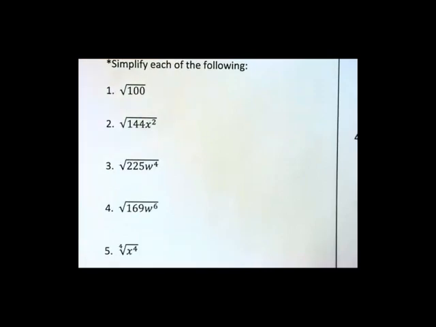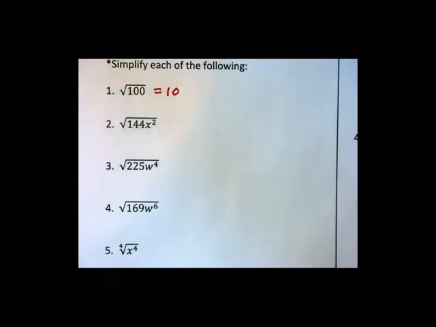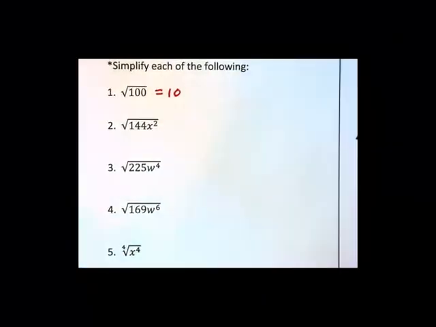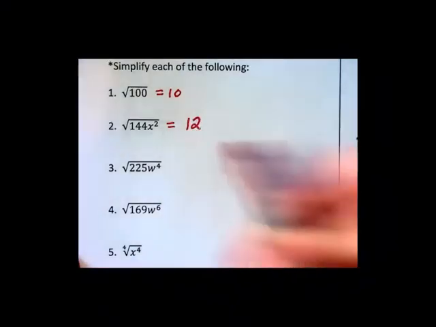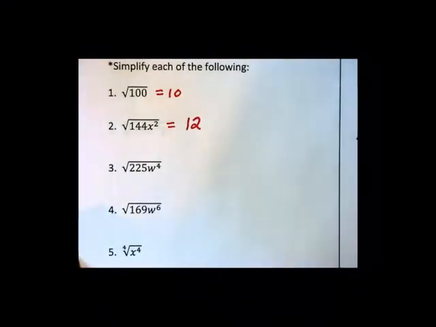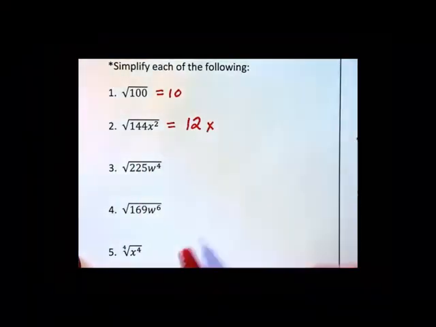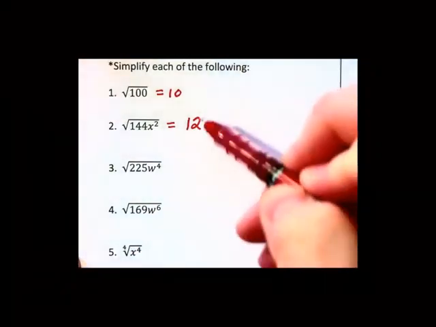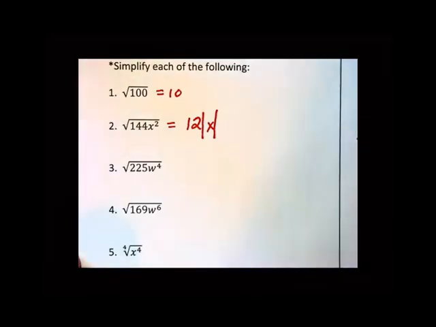Okay, let's move on to a few examples here. The square root of 100 is equal to 10. You should have many of your perfect square numbers memorized. 10 times 10 is 100, 11 times 11 is 121, 12 times 12 is 144, which leads us on to this next problem where we know the square root of 144 is 12, and the square root of x squared comes out as an x. But I don't have any disclaimer next to these problems, so I would have to be careful to write that as 12 times the absolute value of x.